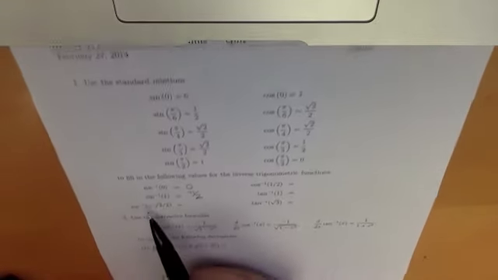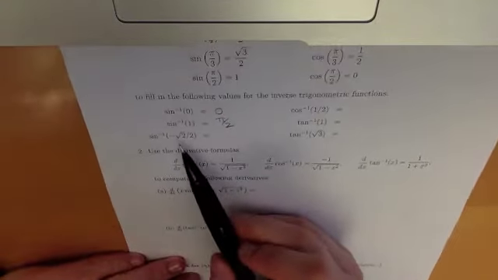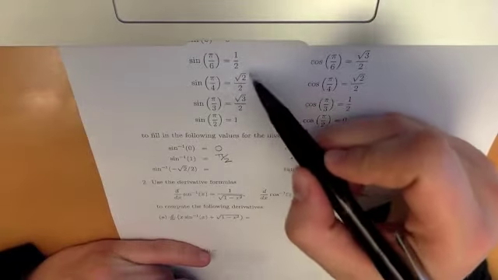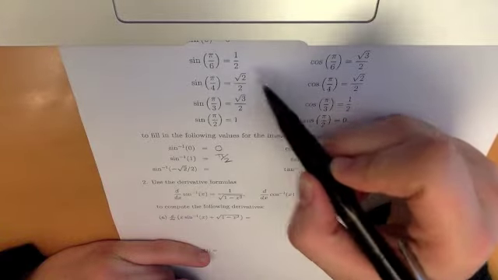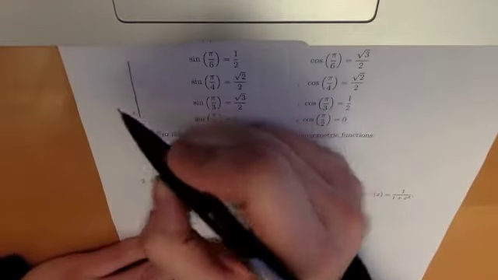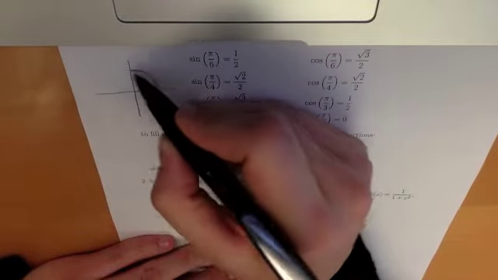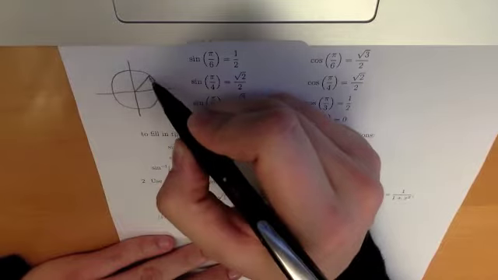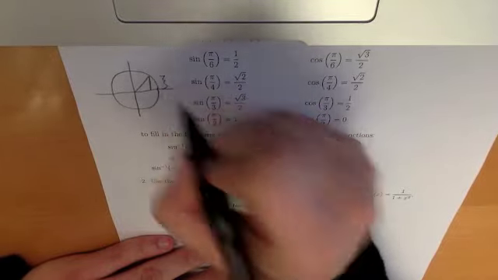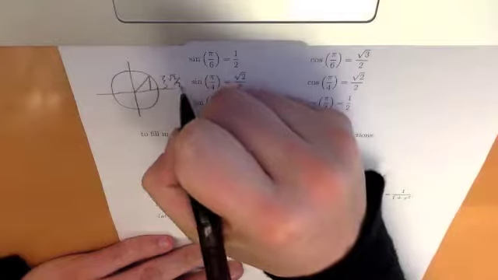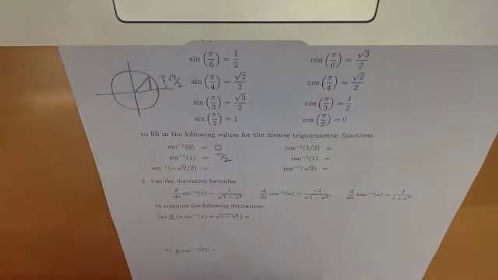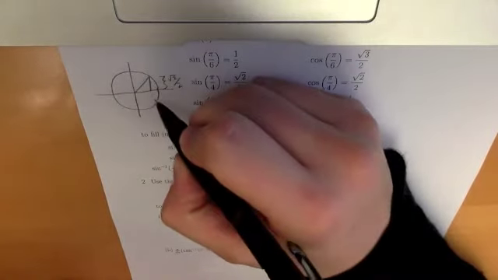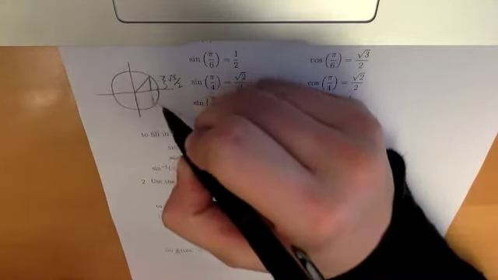Okay, finally, sine inverse of negative the square root of 2 over 2. If I look through, I see that sine of pi over 4 is the square root of 2 over 2. Now, this requires a little bit of reasoning. I need to look at my unit circle. So if I know that the sine of pi over 4, this y distance here, is the square root of 2 over 2, then I need to know what angle gives me negative square root of 2 over 2.